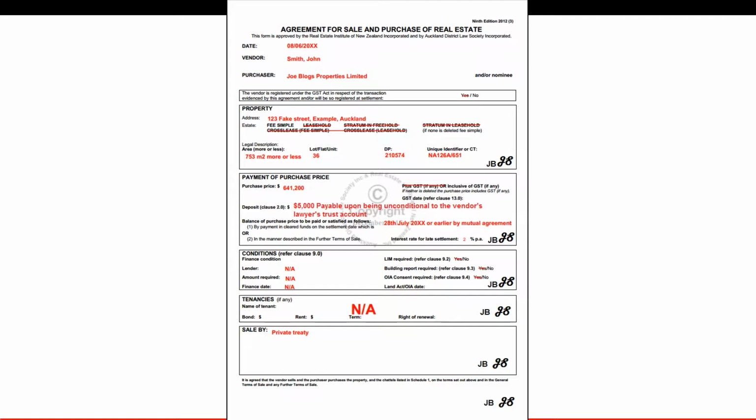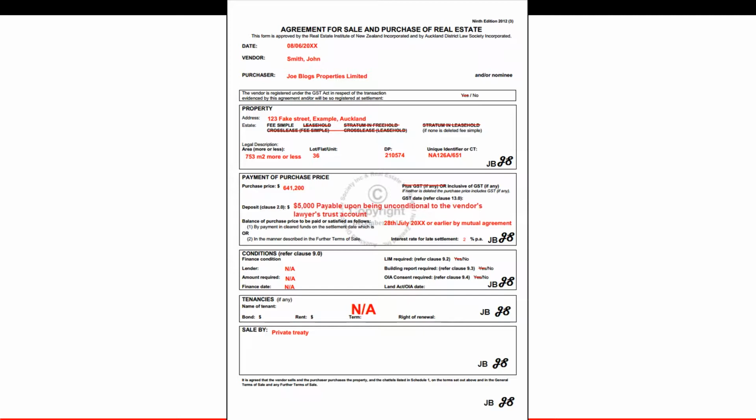So the first thing we'll be looking at is the address, and you can see here it's 123 Fake Street, example suburb, Auckland City. And it's a fee simple estate type, so we can assume that it's a freehold property on its own section of land as well. And the legal description that's been described here is 752 square meters, more or less. You don't have to write more or less, actually just write what appears in the certificate of title.